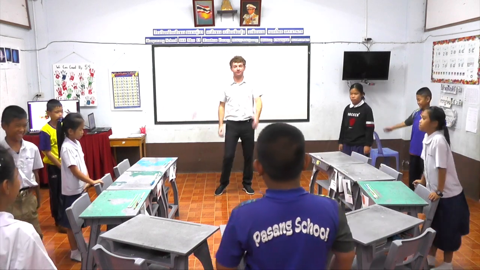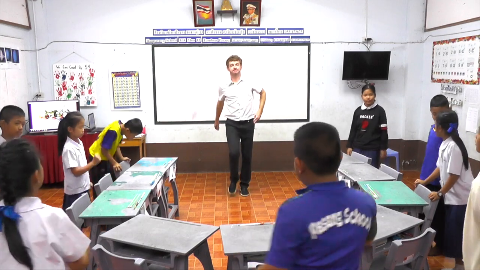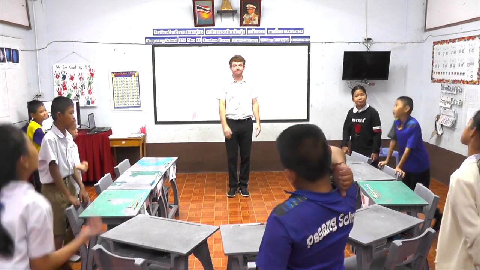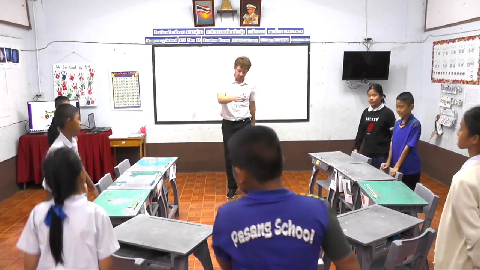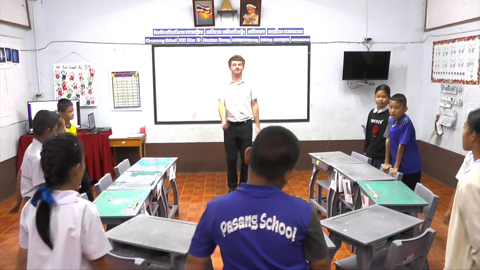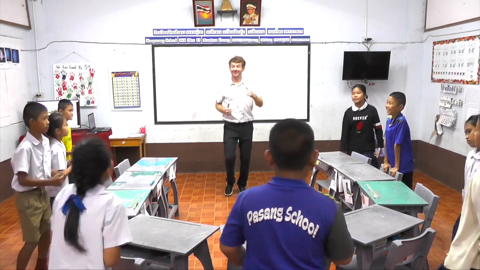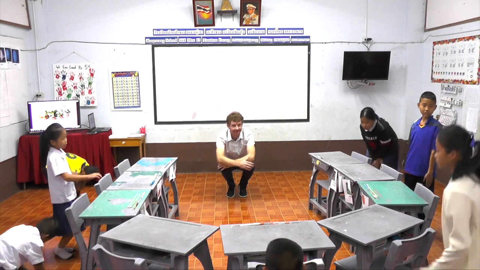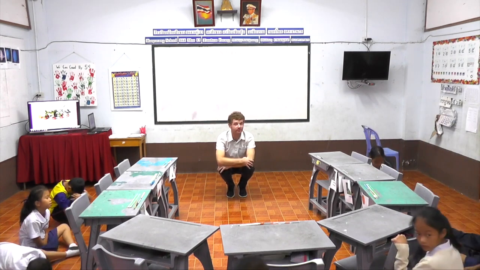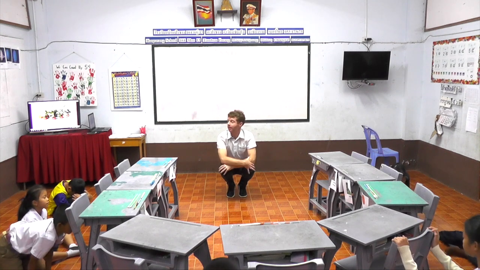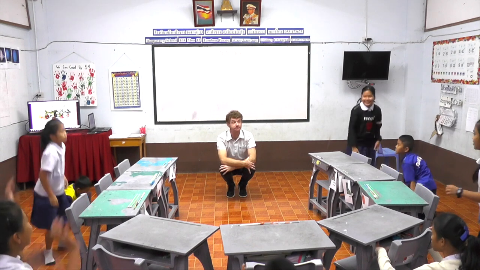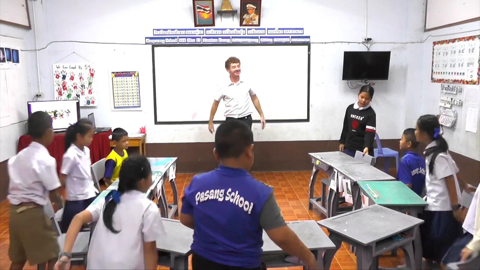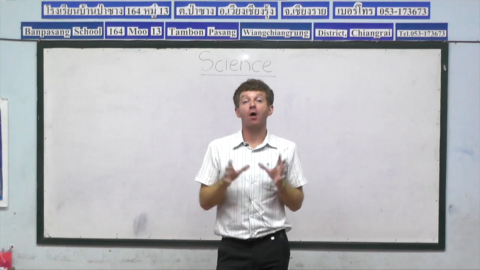Excellent. And now Teacher says, walking on the spot. Teacher says, jogging on the spot. Stop. Teacher says, walking on the spot. Jogging on the spot. Teacher says, stop. Teacher says, into a little ball. Five, four, three, two, one. Teacher says, jump. And Teacher says, sit down. Excellent, guys. Well done. Teacher says, it's now time for our flashcard exercise.